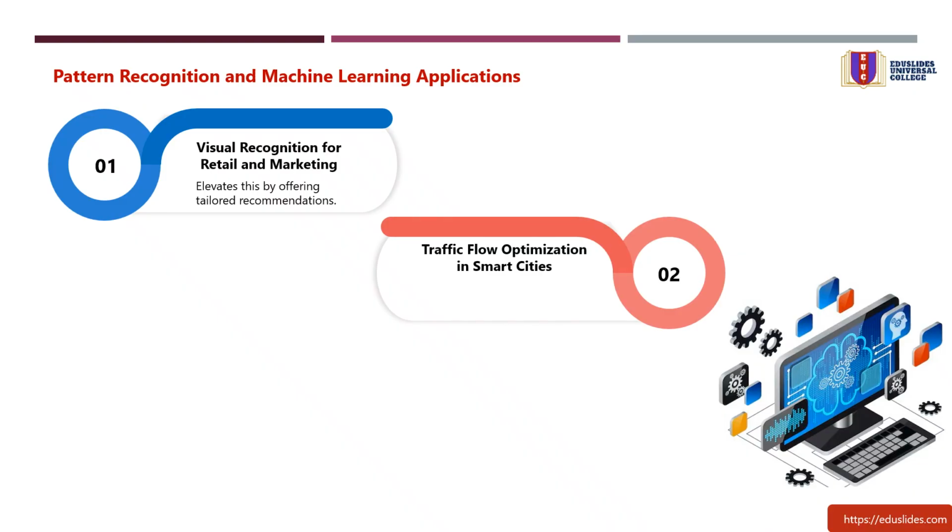2. Traffic flow optimization in smart cities. Smart cities are increasingly utilizing pattern recognition to optimize traffic flow and reduce congestion. Analyzing vehicular movement patterns through sensors and cameras, municipalities can adjust traffic light timings and manage transportation networks more efficiently. This not only benefits urban commuters but also has profound implications for businesses in delivery and logistics, as optimized traffic flow can lead to improved route planning and reduced delivery times.